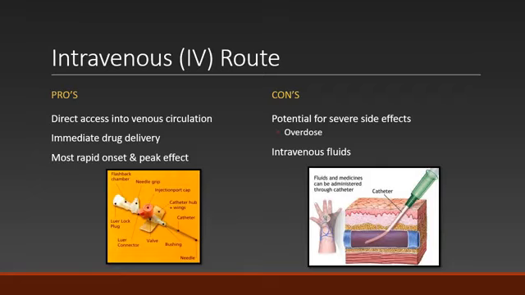As far as the pros, this provides direct access to the venous circulation. It's really a direct highway right to the systemic circulation. It allows for immediate drug delivery. We don't have to worry about absorption of the drug or movement of the drug from wherever it was administered into the systemic circulation. We're bypassing all that and taking the highway directly to the systemic circulation. And so it provides us with the most rapid onset and peak effect.